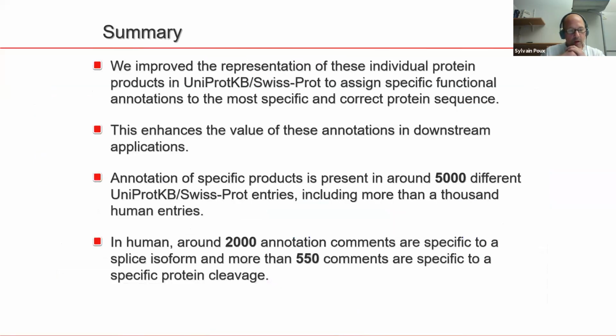To summarize, we improved the representation of individual protein products in Swiss-Prot to facilitate the assignment of functional annotation to the correct protein sequence. This enhances the value of these annotations in downstream applications, including bioinformatic tools that use sequence properties to infer functional annotations. Annotation of specific products is present in around 5,000 Swiss-Prot entries, including more than 1,000 human entries. In human, around 2,000 annotation comments are specific to a splice isoform, and more than 550 comments are specific to a specific protein cleavage product.